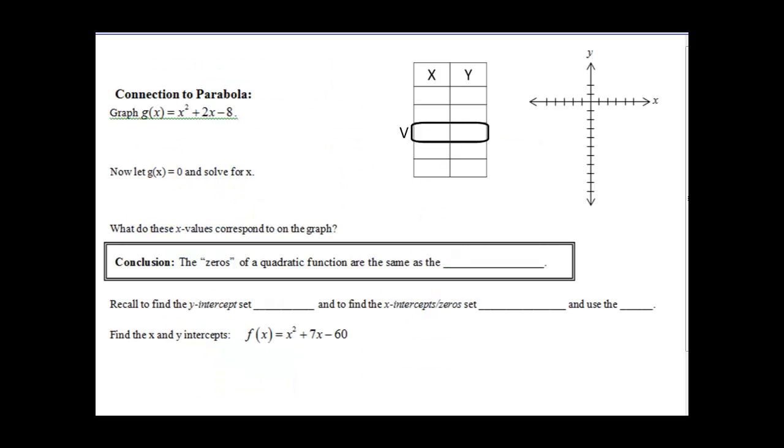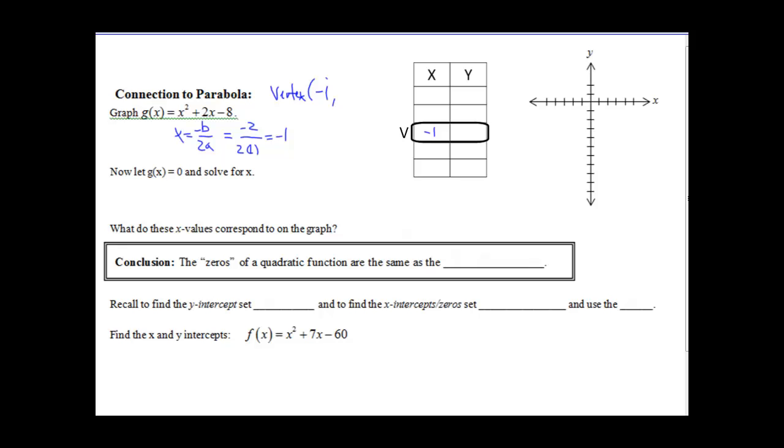Connection. What's this connection to the parabolas? In other words, what are these roots, if we forgot? Okay, we have graph g of x equals x squared plus 2x minus 8. Well, again, you should look at that and see standard form. So we're going to use x equals negative b over 2a. In other words, we need to find the vertex. So negative b is going to give us negative 2 over 2 times 1, which gives us negative 1. So the x coordinate is negative 1. So I can bring that over here and put negative 1. In other words, our vertex x is negative 1.